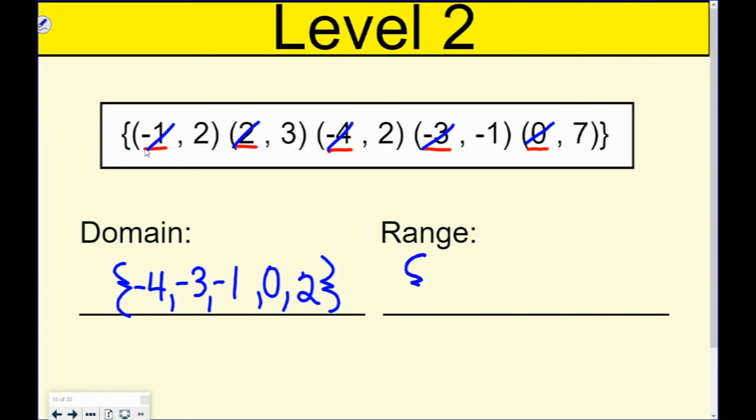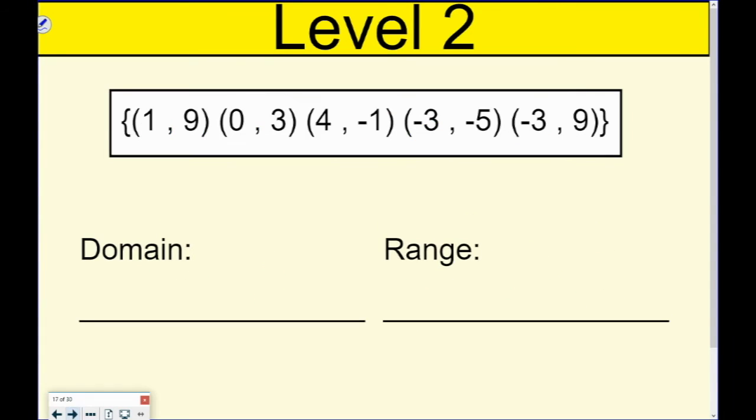Okay, so now I'm going to do my range, and my lowest number, it looks like, is a -1. Then my next lowest is a 2, and there are 2 of them. I'm only going to write it once. Next, I have a 3, and finally, I have a 7.